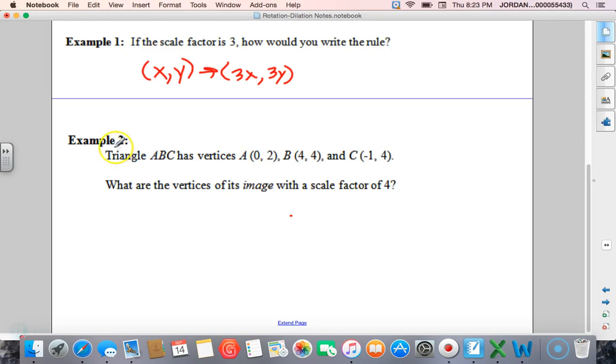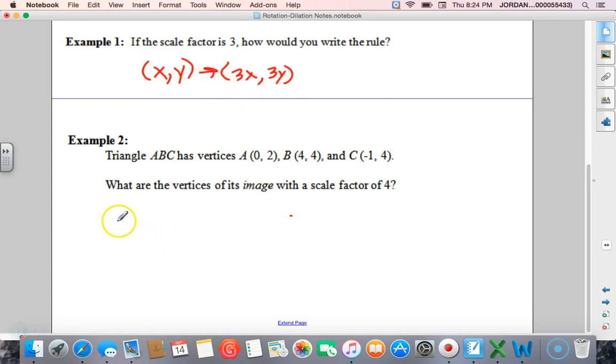Okay, so if we have a triangle ABC with vertices (0, 2), (4, 4), and (-1, 4), what are the vertices of its image with a scale factor of 4? Okay, so this is the pre-image, and we're going to dilate this pre-image with a scale factor of 4. So essentially what you've got to do is take your x, y's and multiply them by the scale factor.